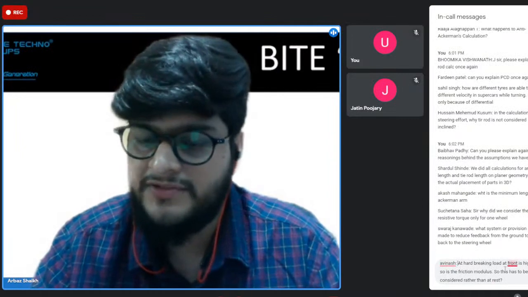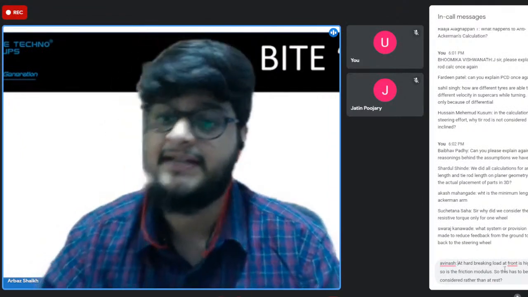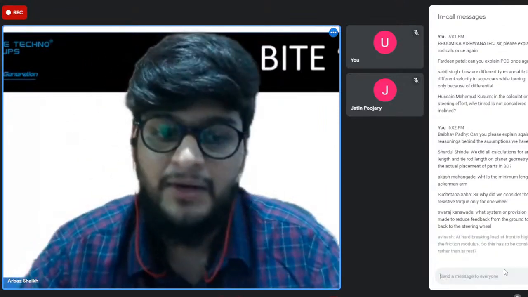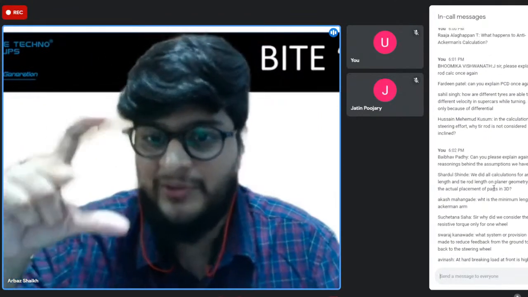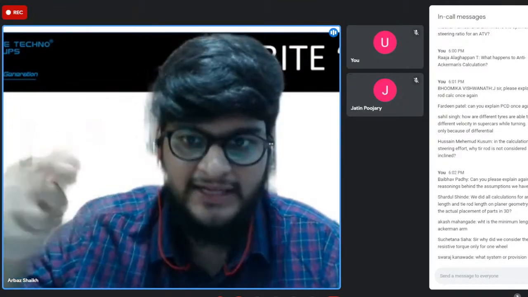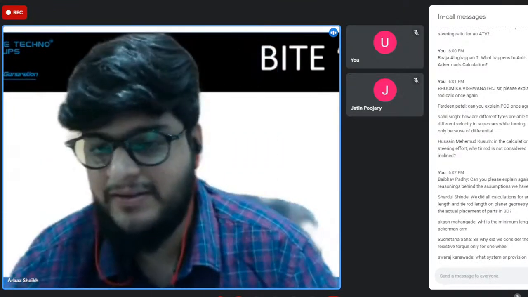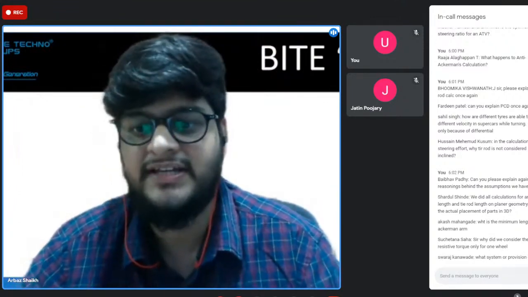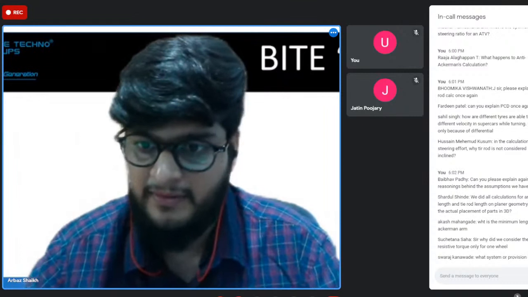Okay, in the calculation of steering effort, why is the tie rod not considered inclined? Hussein is asking a very good question. Hussein, you can consider the tie rod to be inclined, but all I was interested in was the perpendicular distance where the tie rod meets the Ackerman arm, right? So even if you use an inclined tie rod, the perpendicular distance remains the same and your steering effort will come out the same.